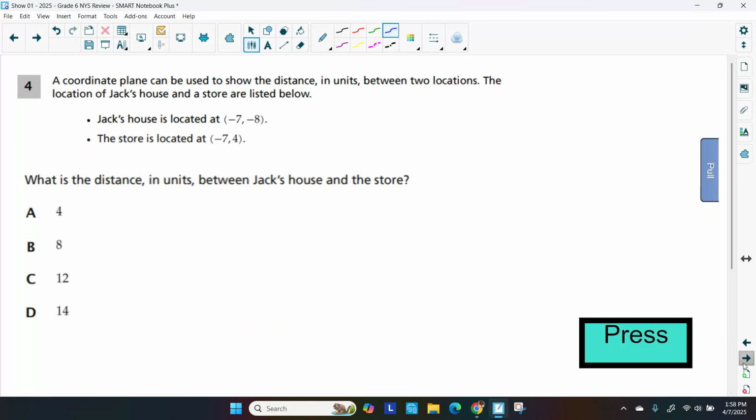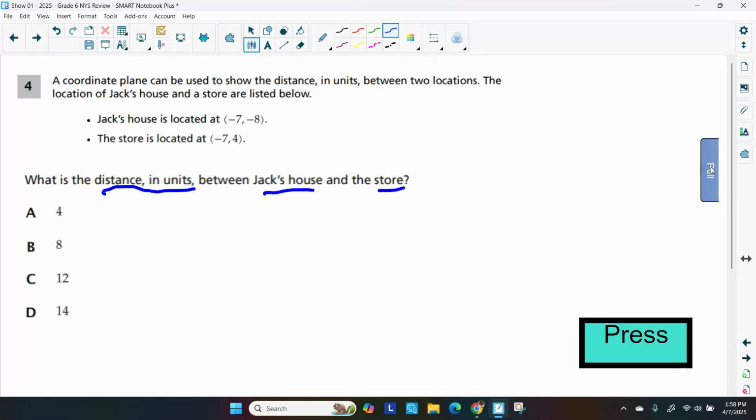Okay, the coordinate plane can be used to show distance in units between two locations. The location of Jack's house and a store are listed below. So Jack's house is located at -7, -8. The store is located at -7, 4. What's the distance in units between Jack's house and the store?